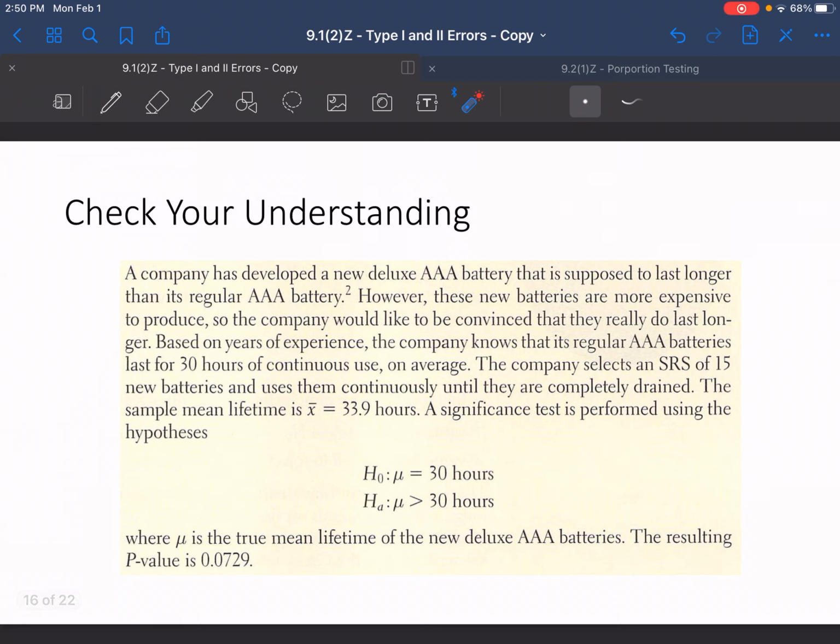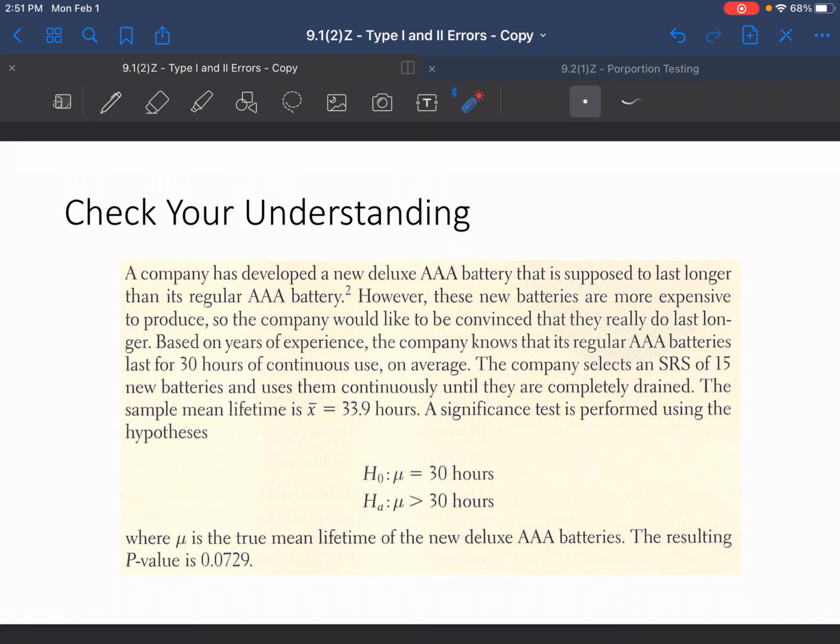Let's look at this example real quick, which is one that we've looked at in the past. A company has developed a new deluxe AAA battery that is supposed to last longer than its regular AAA battery. However, these new batteries are more expensive to produce, so the company would like to be convinced that they really do last longer. Based on years of experience, the company knows that its regular AAA batteries last for 30 hours of continuous use on average. The company selects a simple random sample of 15 new batteries and uses them continuously until they are completely drained. The sample mean lifetime of that specific sample is 33.9 hours.